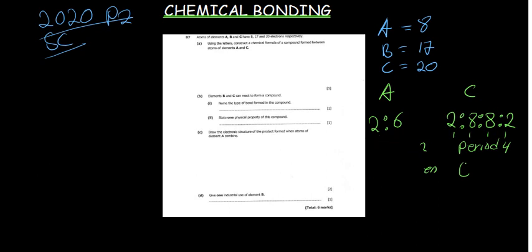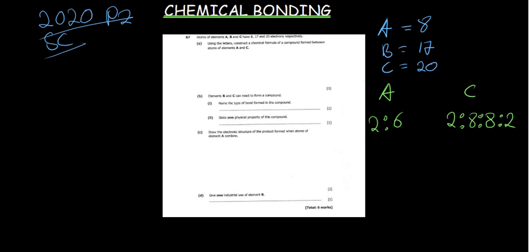Yes, so you are bonding these two, and if you have understood the periodic table topic properly, it'll be very easy for you to answer this question, because you're able to know which one is ready to gain and which one is ready to lose. So when you look at element C, it has 2, so it can easily lose these 2 rather than gain 6 to make 8.